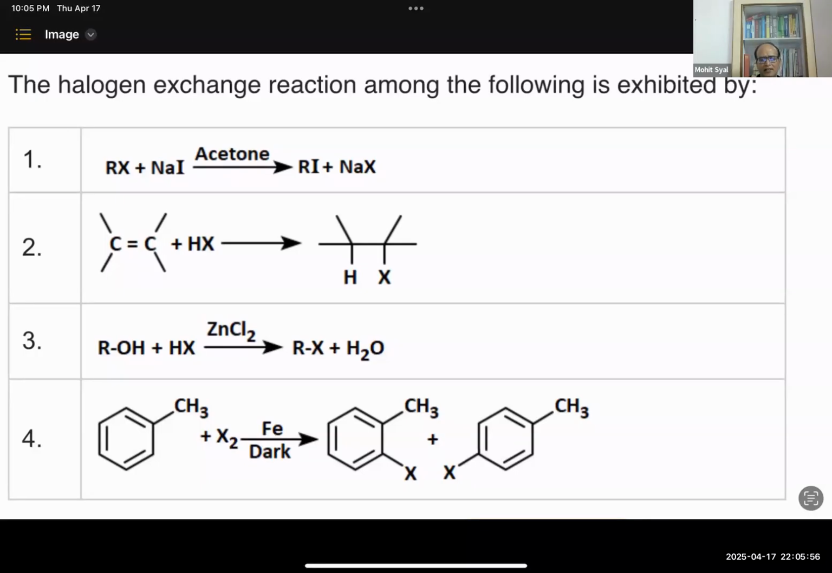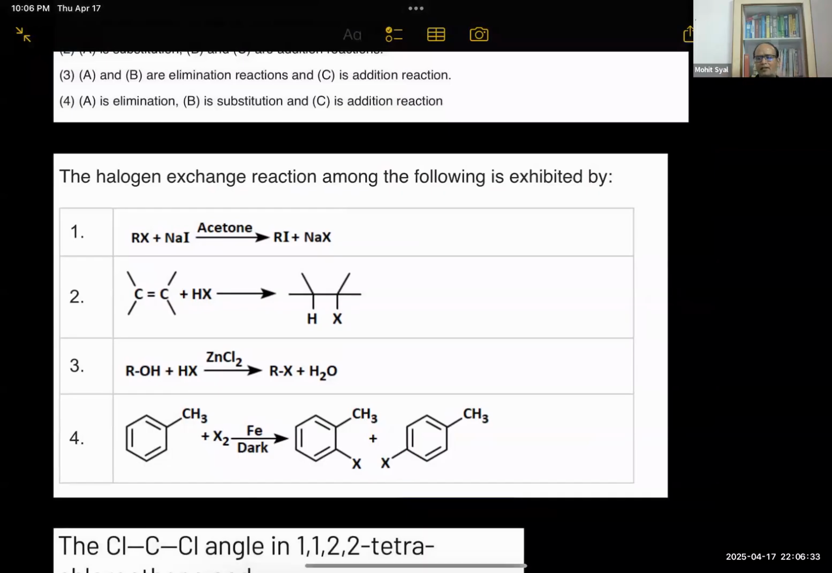Yes, sir. The second one is addition of HX, which could occur in the Markovnikov or anti-Markovnikov way. The third one is the preparation of alkyl halide from alcohol, and HCl plus ZnCl2 is Lucas reagent. The fourth one is the preparation of aromatic halides by electrophilic aromatic substitution, which we discussed the day before yesterday. Is it clear? So the first one is the answer. Jaslyn, is it clear or not? Yes, sir. Okay, good.